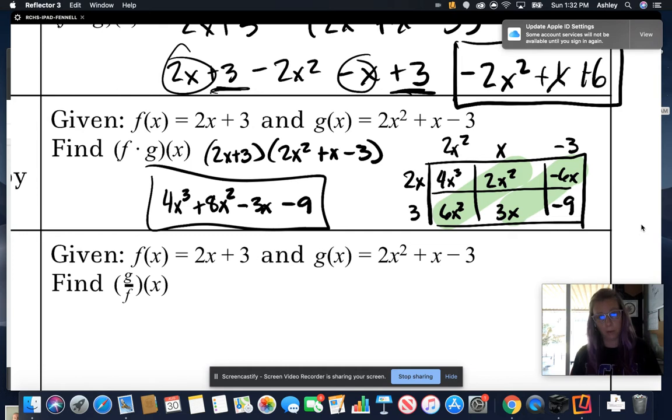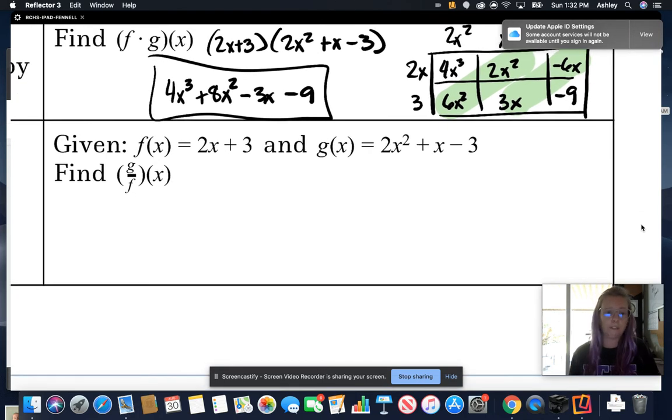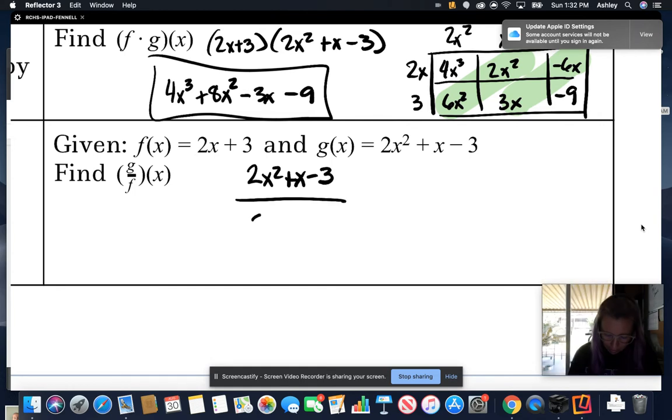And that would be if we multiplied our two functions together. Okay, now of course we also could divide our functions. So if we're dividing our functions, remember, multiplication order is not going to matter, but for division order does, so be careful. We're going to start with g of x, so we're going to take 2x squared plus x minus 3, and we're going to divide by 2x plus 3.